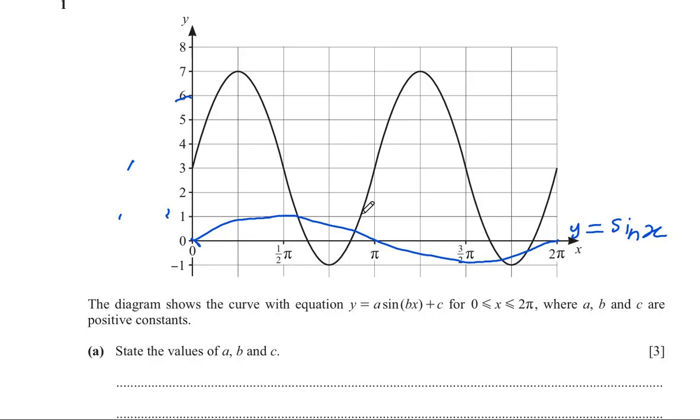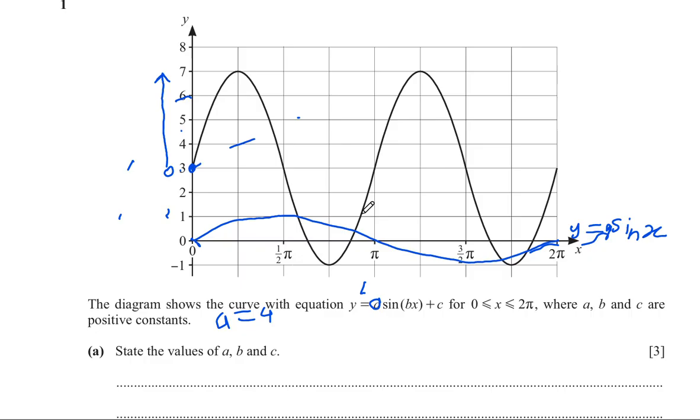Okay, so here you can see that the 3 is the baseline. Consider 3 as 0. So what's the amplitude of this curve? That is 7 minus 3, it is 4. So the value for a is the amplitude, because here amplitude is 1. So a equals 4.